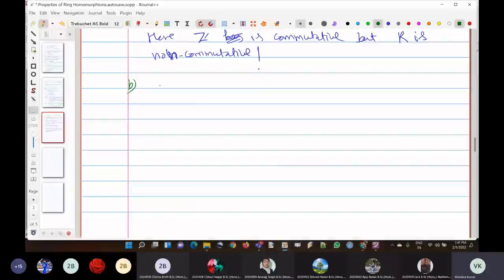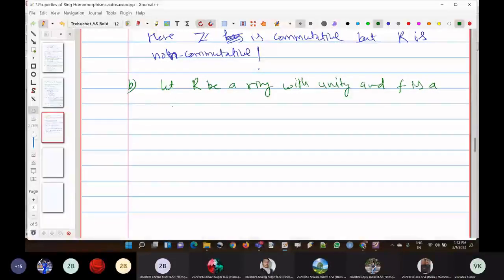That is, we need to consider that R has unity. So let R be a ring with unity, and f is a homomorphism on R. They are telling us that, in that case, we need to consider a homomorphic image, f of R.